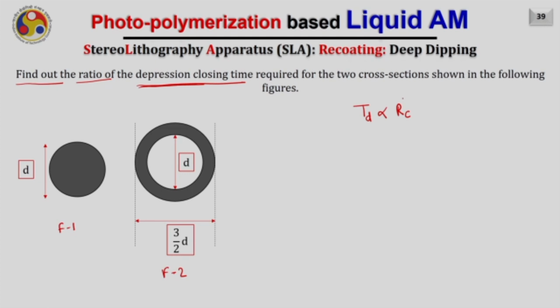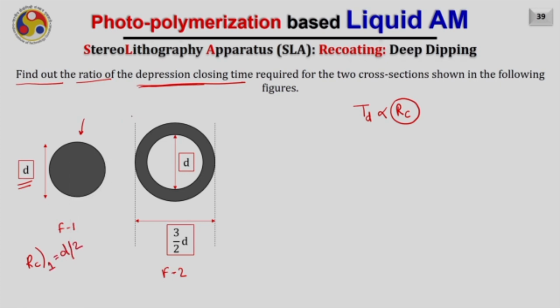What is critical radius? We have already discussed that it is the maximum radius circle which can be drawn inside the cross section. Now in this case, of course, it's a circle, and the maximum circle I can draw will be nothing but of equal diameter. Hence RC for this figure 1 will be equal to D by 2.